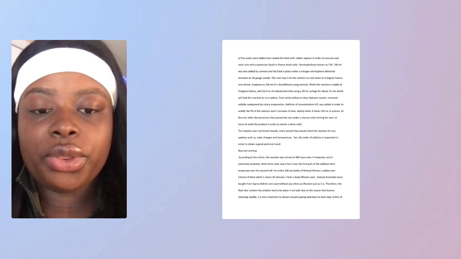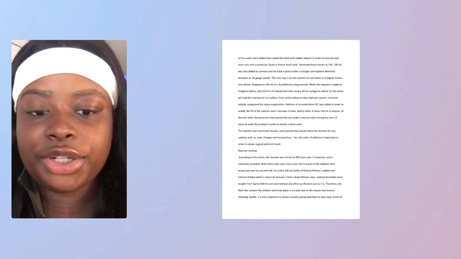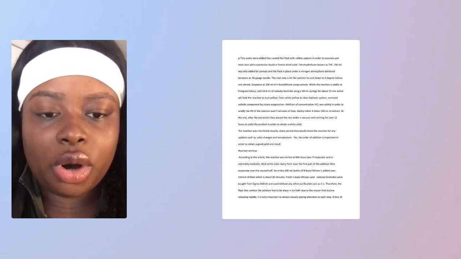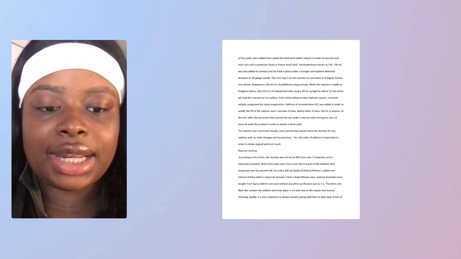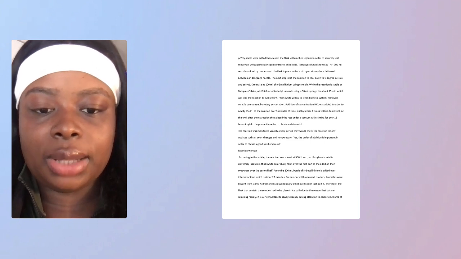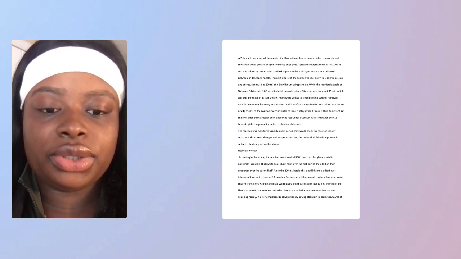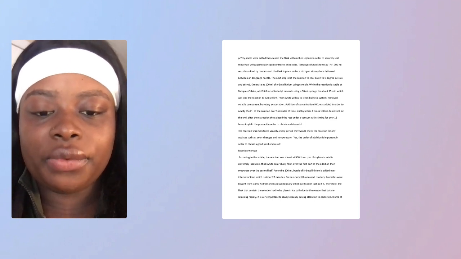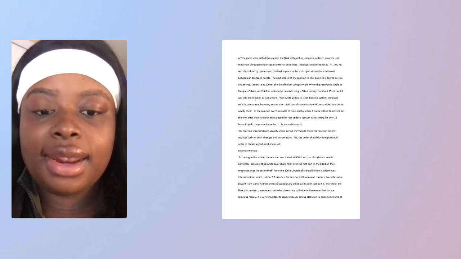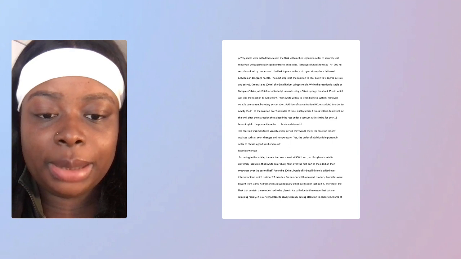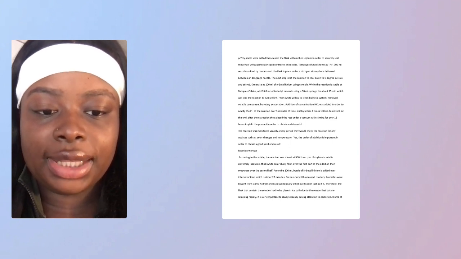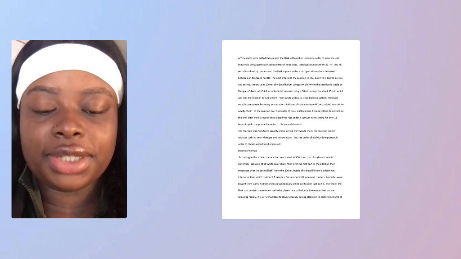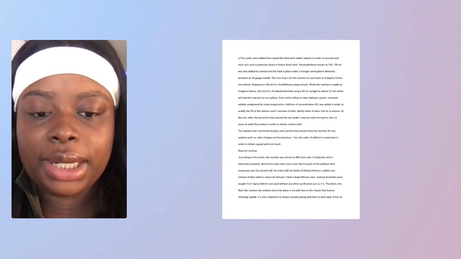According to the article, the reaction was stirred at 900 RPM. Pure acetic acid is extremely insoluble. It forms a thick white colored slurry over the first part of the addition, then evaporates over the second half. An entire 100 millimole bottle of n-butyllithium is added over an interval of about 20 minutes.